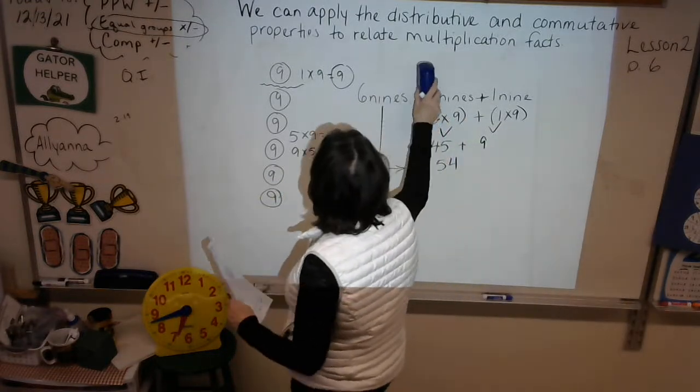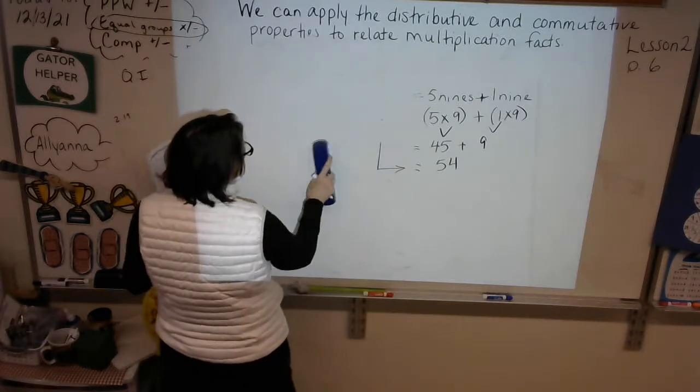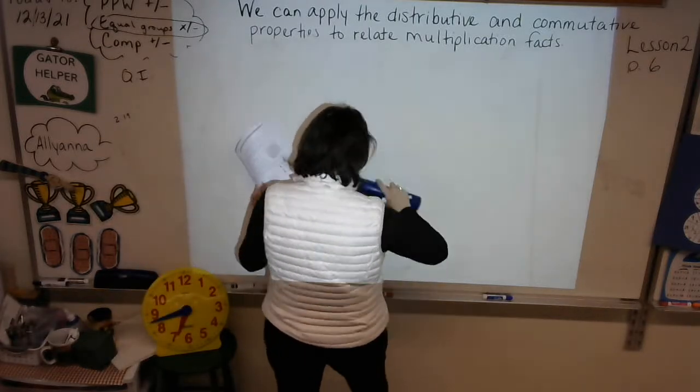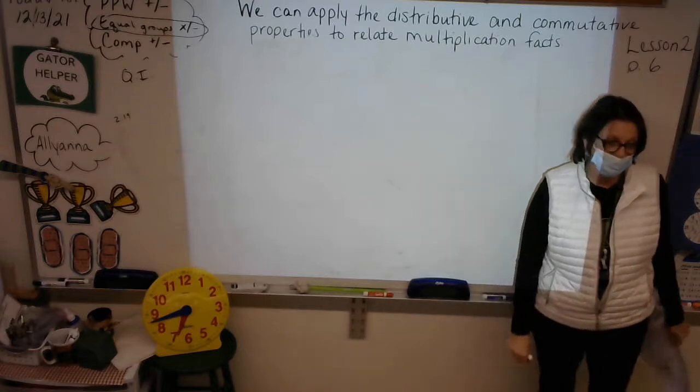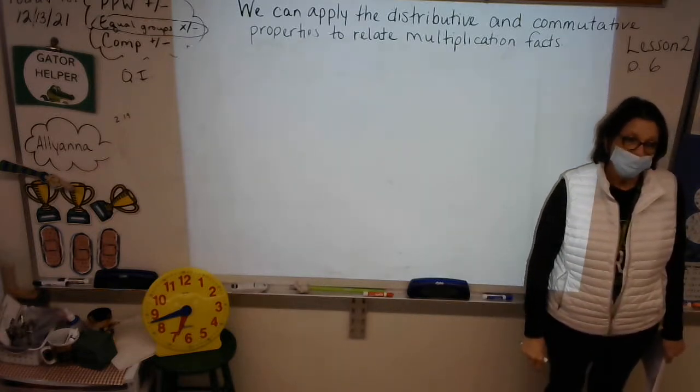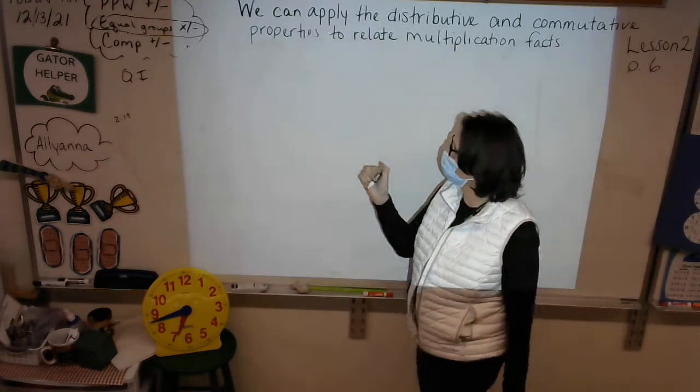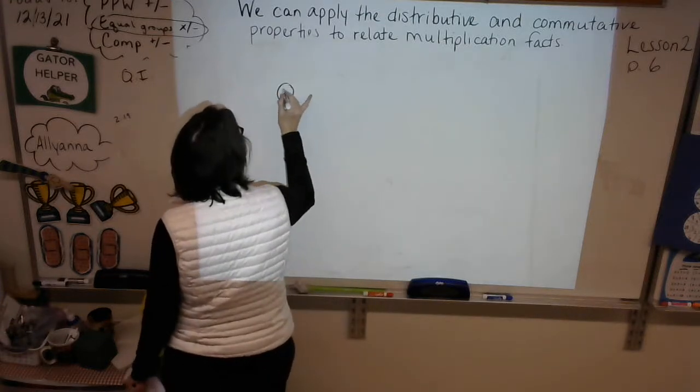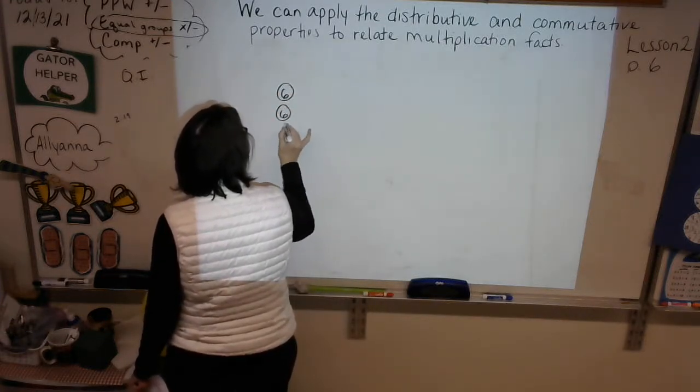We're going to do 6s this time. Erase your board. And you probably know how many 6s I want you to draw. I want you to draw 6 6s, okay? So go ahead and draw 6 6s.